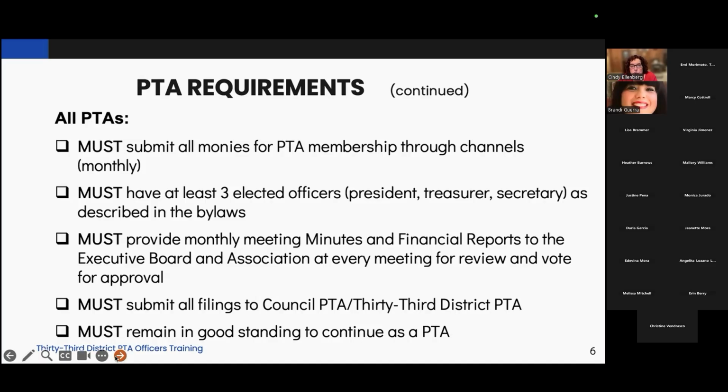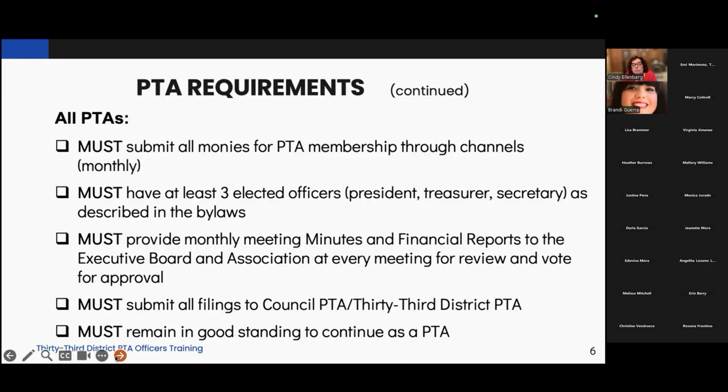This is described in your bylaws. You must provide monthly meeting minutes and financial reports to your executive board monthly and at every association meeting for review and vote for approval. This is a requirement. This is part of the transparency for all nonprofits.